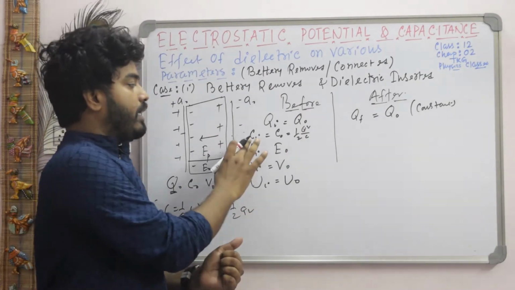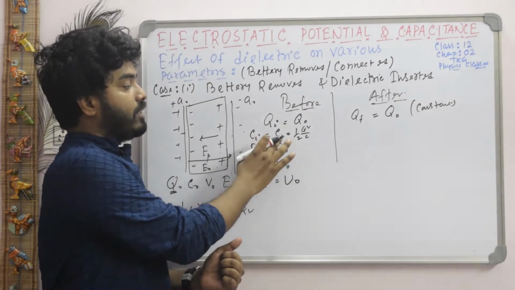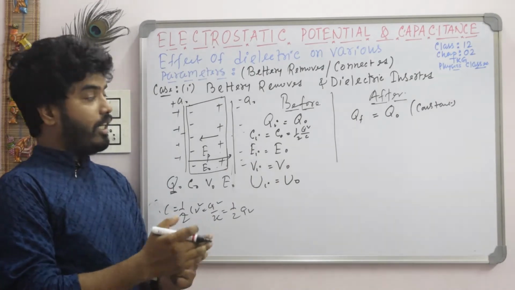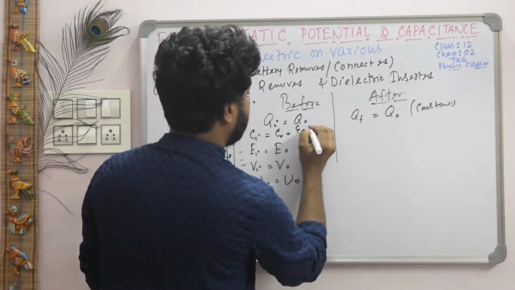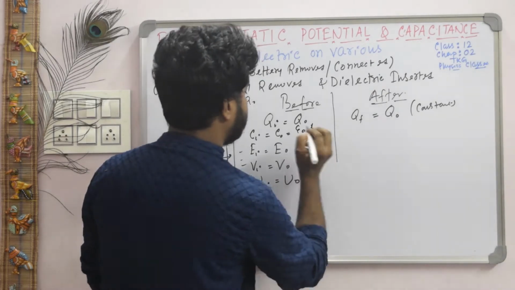Now what will be the capacitance? This is the initial capacitance, which is represented by C naught, and you know the initial capacitance formula, epsilon naught A divided by D.